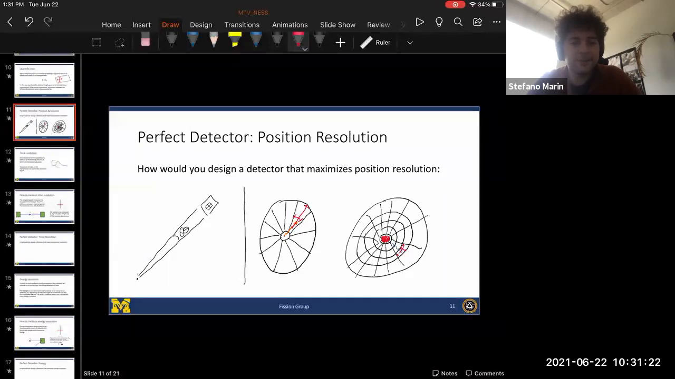Okay, good question. This is exactly the kind of question that I like to answer. How do you determine the position resolution if two particles hit the same point at once? Yeah, this is really a property of a detector, to determine whether two particles are the same particle or two different particles.